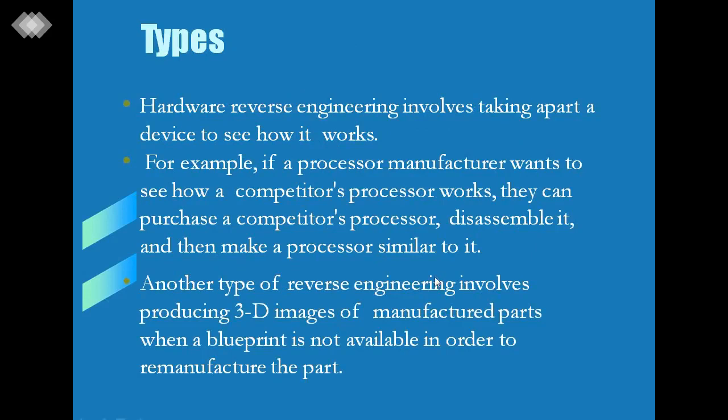Now the types of RE, that is reverse engineering. Hardware reverse engineering involves taking apart a device to see how it works. For example, if a processor manufacturer wants to see how a competitor's processor works, they can purchase a competitor's processor, disassemble it, and then make a processor similar to it. Another type of reverse engineering involves producing 3D images for a manufacturing part when a blueprint is not available, in order to remanufacture the part.